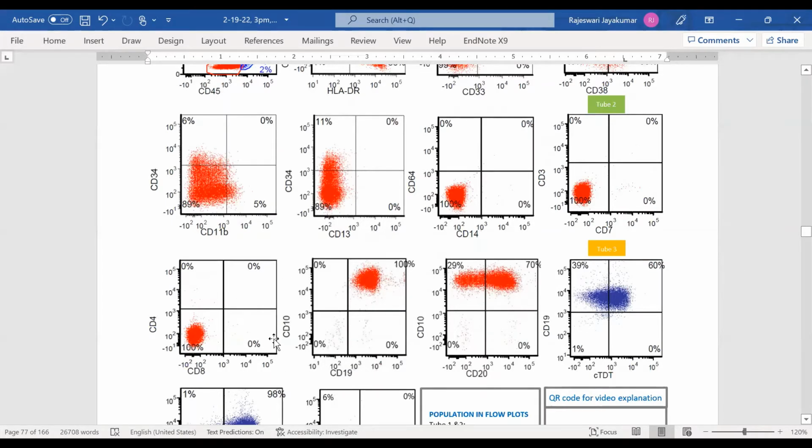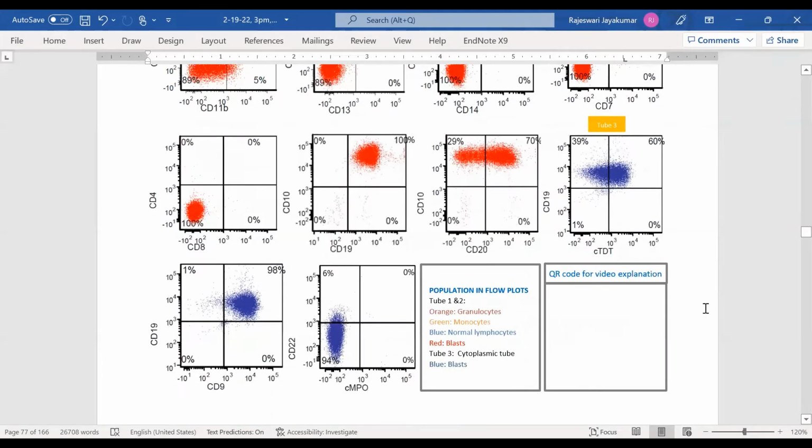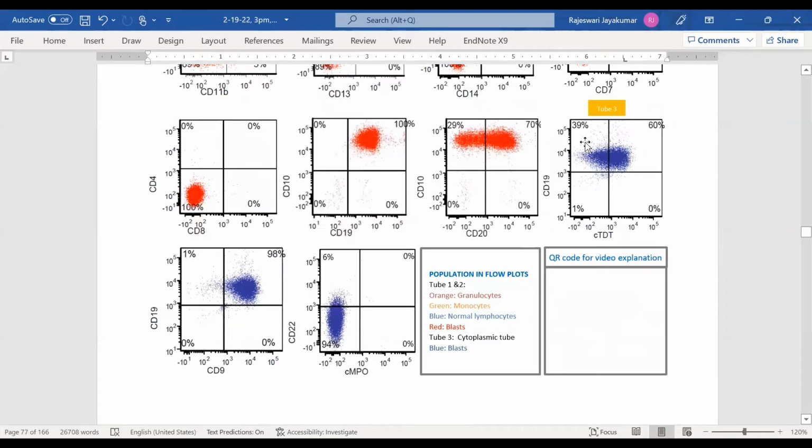So then we have the B cell tubes, which have CD19, CD20, and CD10. Here we see that the blasts express bright, homogeneous CD19 and CD10, and they have a partial CD20 expression. And when we go to the cytoplasmic tube, we see that they express CD19 and partial cytoplasmic TdT. They express homogeneous CD9, and they are negative for CD22.